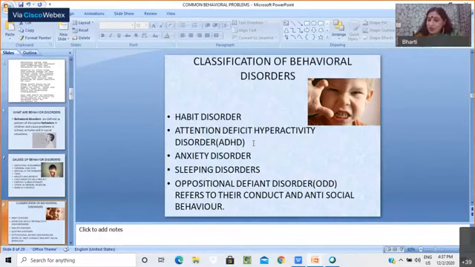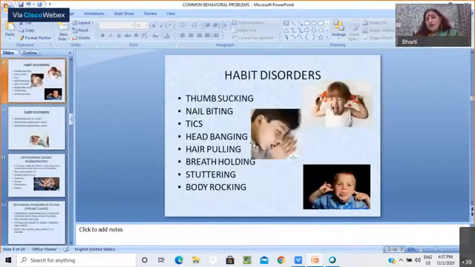We have ADHD, which you have already done in your previous session, anxiety disorder, sleep disorders, ODD, oppositional defiant disorder, and so on. So when I talk about habit disorder, it becomes a habit, when we talk about thumb sucking, nail biting, tics, eating everything which is non-nutritive, you know, and then pica, head banging, hair pulling, breath holding, stuttering, body rocking. Anything which is not clear here, please just let me know. You can put it in the chat box, and I can shed light on that. So these are habit disorders.